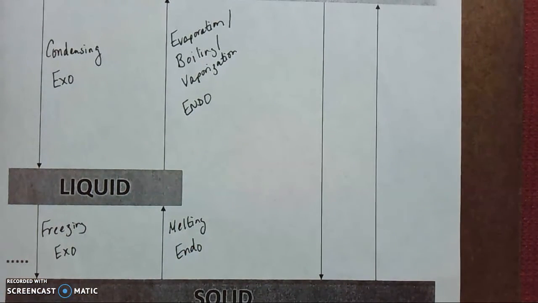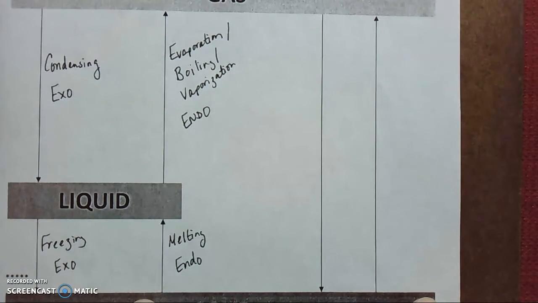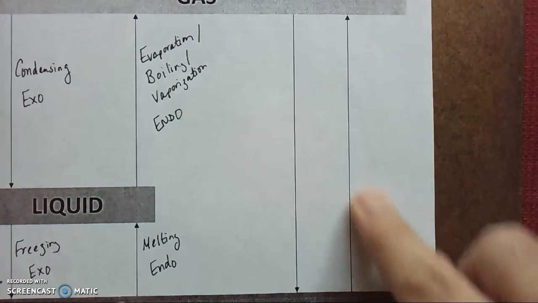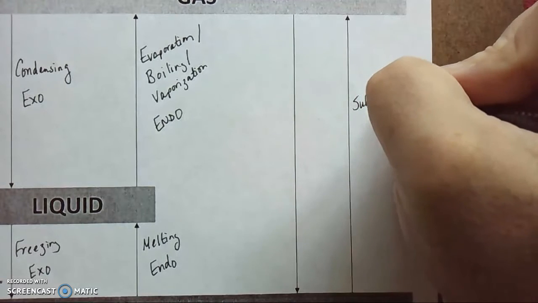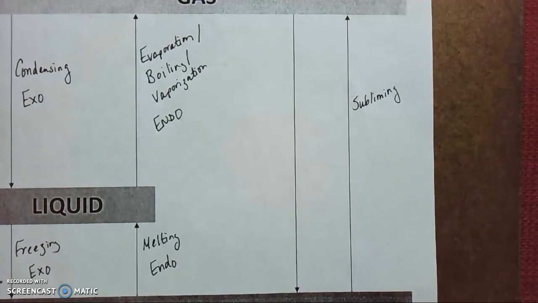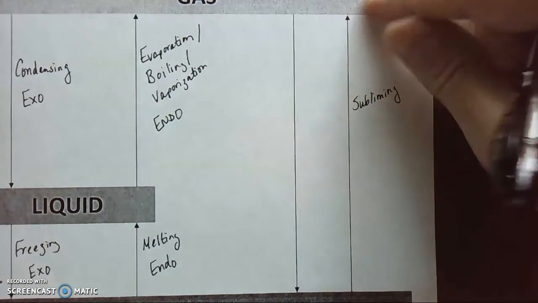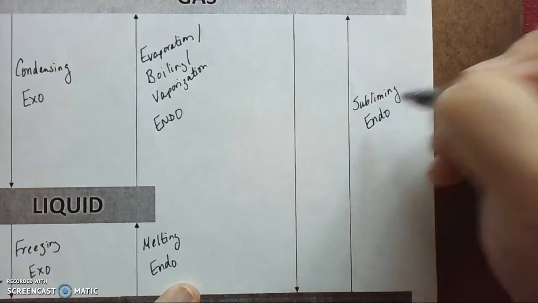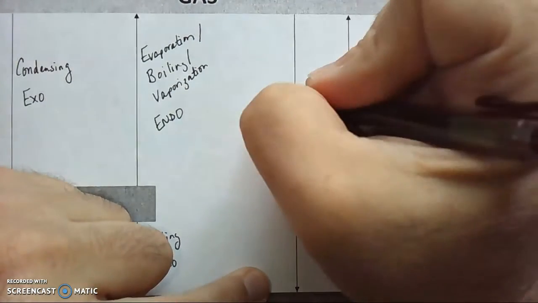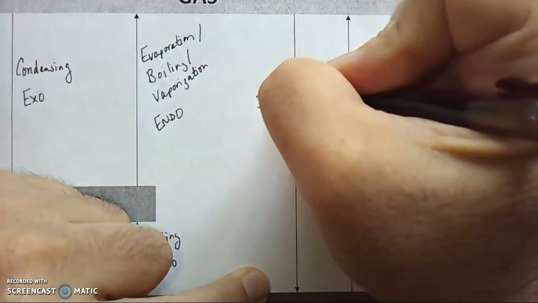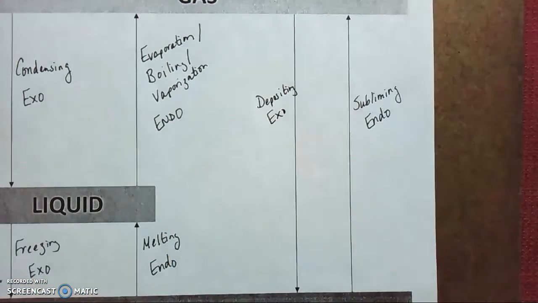And then some things go directly between a solid and a gas, and vice versa. So if we are changing a solid into a gas, that is called subliming. Some things do that readily, like solid carbon dioxide does not go through a liquid phase, it goes directly to gas. This is also endothermic. If we go in the opposite direction, this is called depositing. It's exothermic. So a gas directly to a solid.